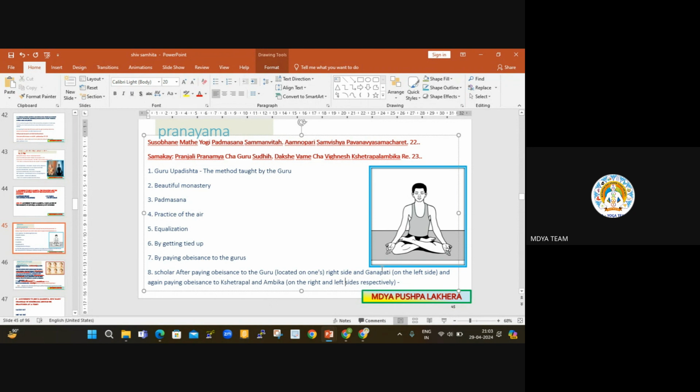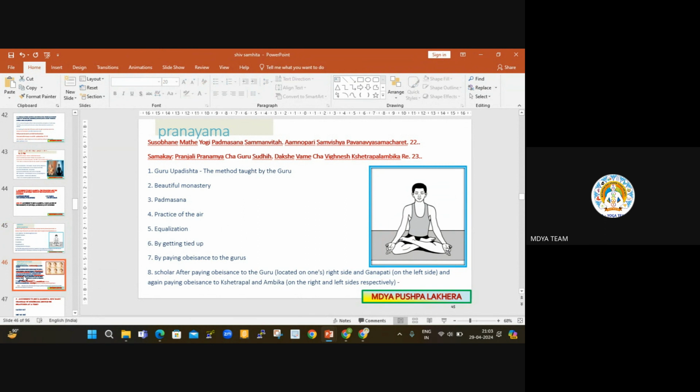Okay, four directions will be given, right and left: right is the Guru, left is Ganesha, again right is Kshetrapala and left is the Ambika. So these are a little bit preparatory, don't be confused about it, just go through the verses once. Now note it down in sequence order and try to match it from the verses.